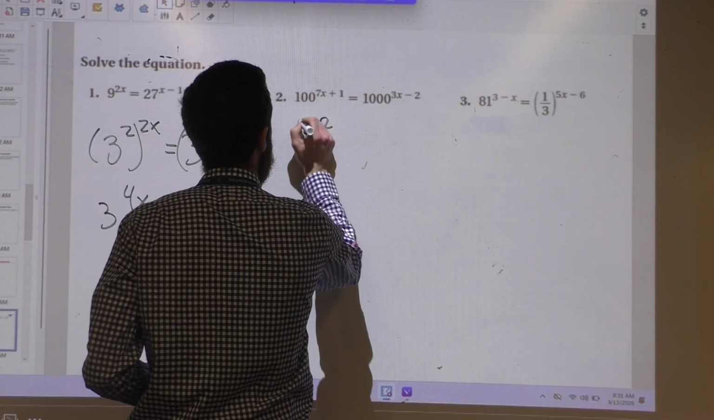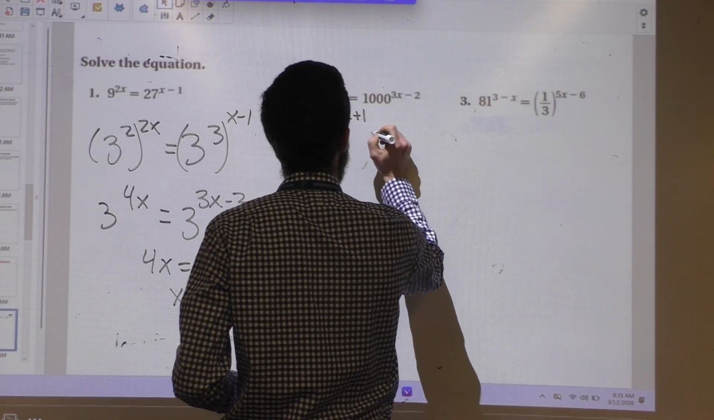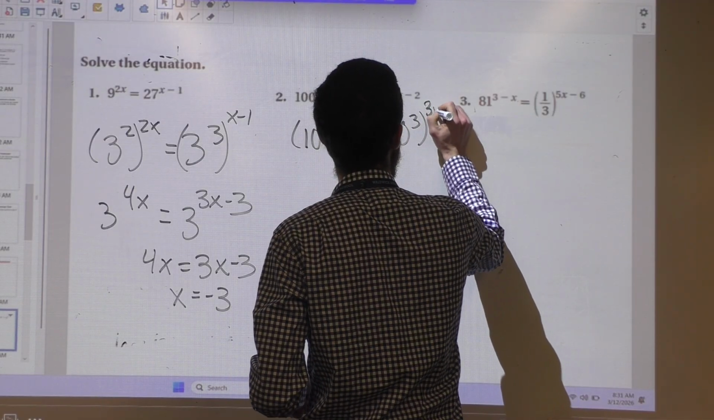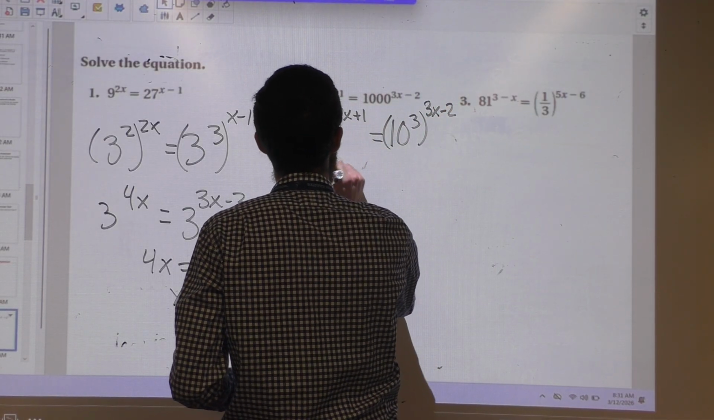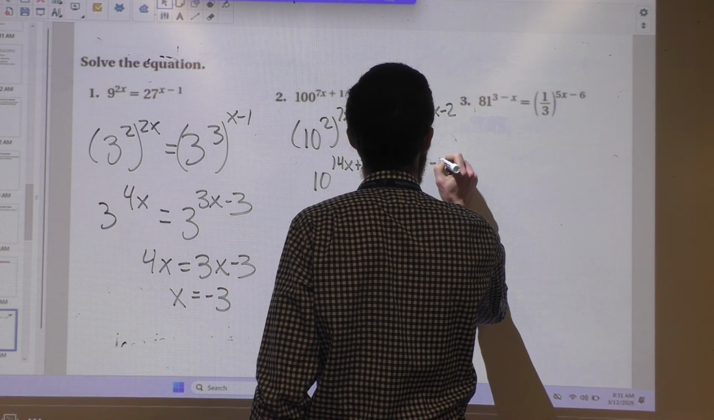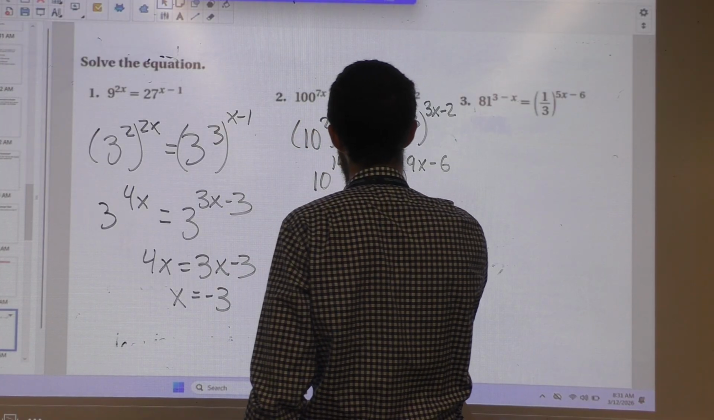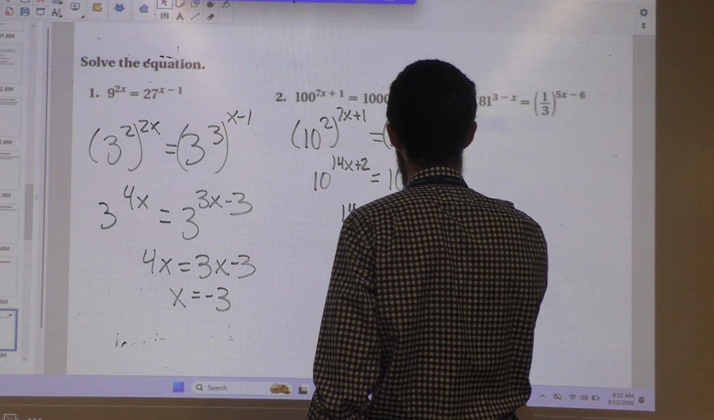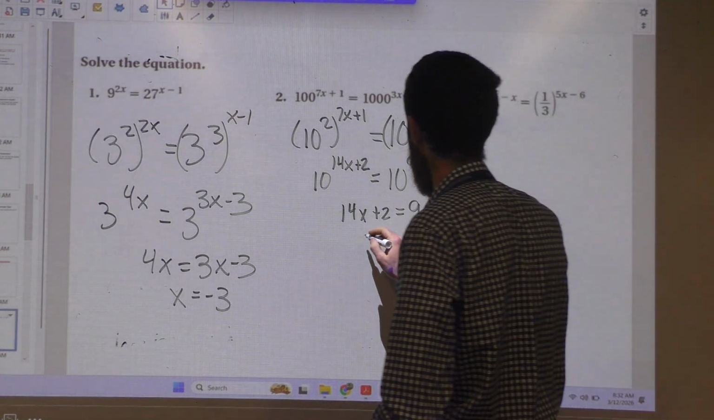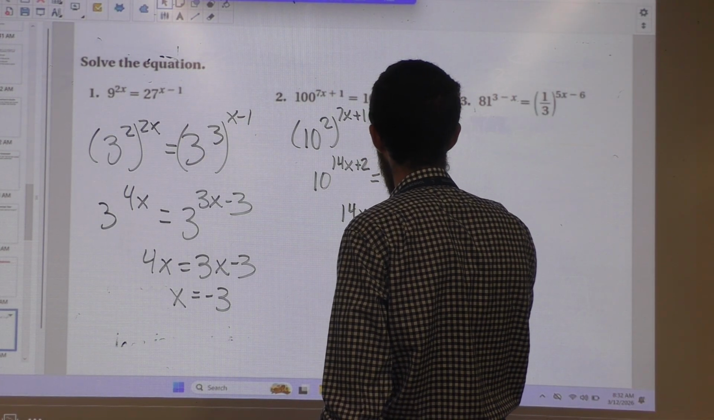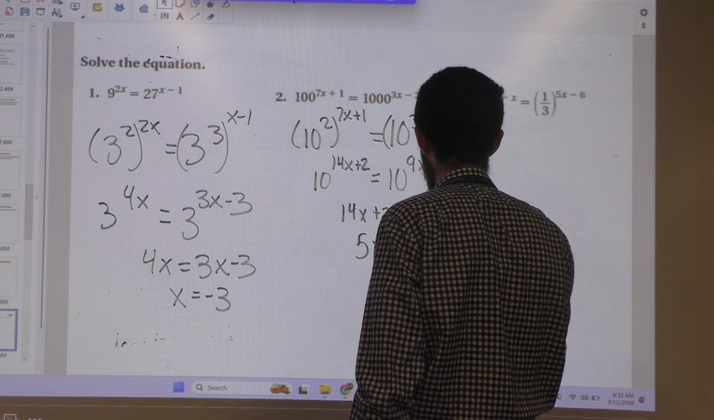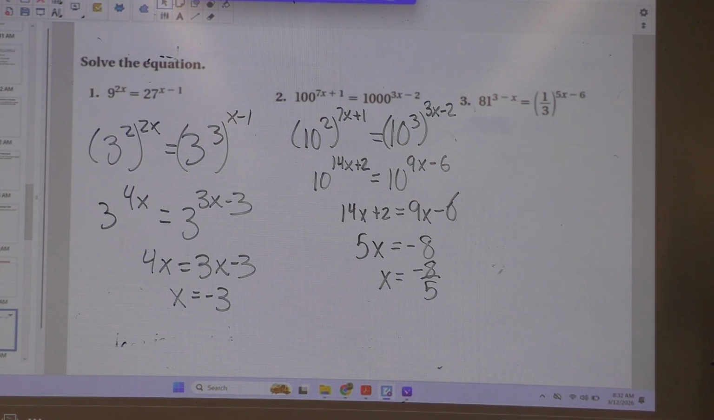100 is 10 squared, to the 7x plus 1. 1,000 is 10 to the third. It's the number of zeros that it has, minus 2. 10 to the 14x plus 2 equals 10 to the 9x minus 6. 14x plus 2 equals 9x minus 6. 5x equals negative 8. x equals negative 8 over 5. Doesn't have to be a nice whole number.